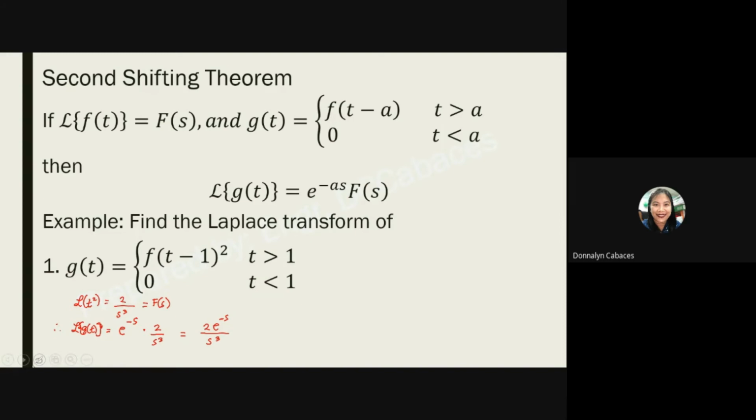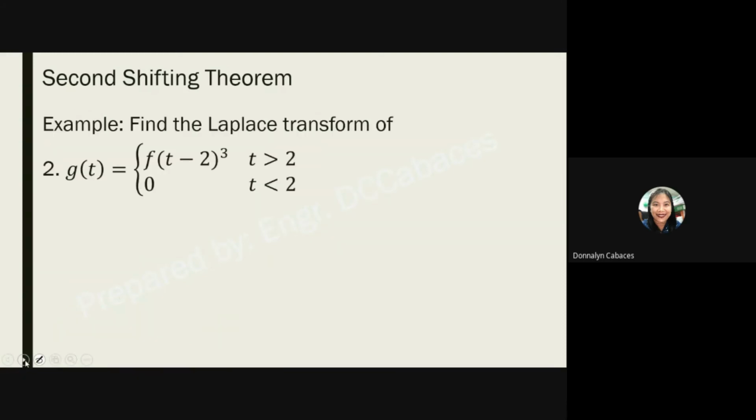Okay? Another example. Find the Laplace transform of g of t, in which your function is (t minus 2) cubed when t is greater than 2, and 0 when t is less than 2. So what is the base function? We need to find first your F of s, which is equal to the Laplace of, disregard the minus a, so the Laplace of t cubed. What is the Laplace of t cubed? That is 3 factorial over s to the 3 plus 1, or simply 6 over s to the 4th. That is your F of s.